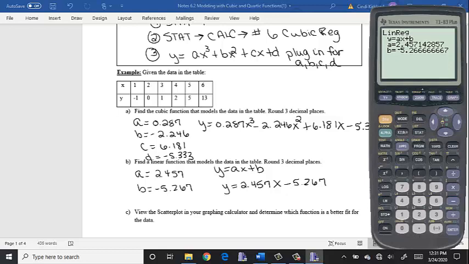So if we want to look at the scatter plot, of course, the first step is to turn your scatter plot on. So you can see that when I went to stat plot, and I look at number 1, it's off. So I want to turn that on. So we're going to turn on our stat plot. Now I'm going to go to y equals, and I'm going to put in my cubic function first of all.